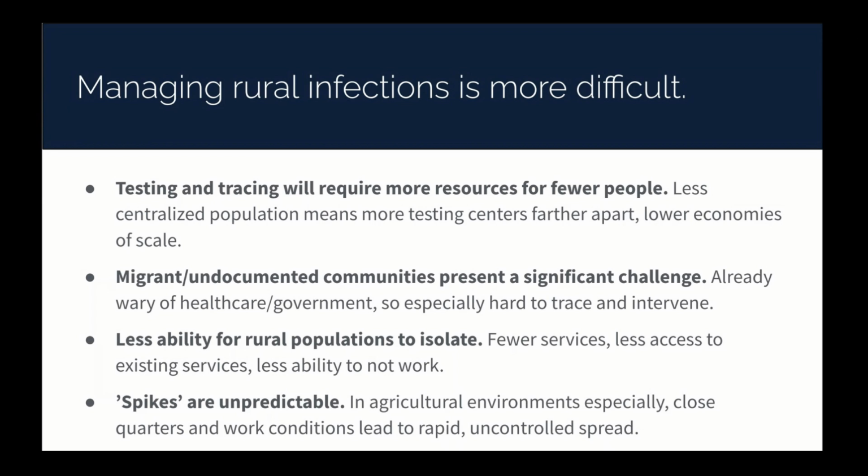One of our concerns is as we develop models for testing and tracing and staffing capacity and even capacity projections around quarantine and isolation, the implication is those numbers need to be larger for rural communities, even though the population is smaller relative to urban areas.